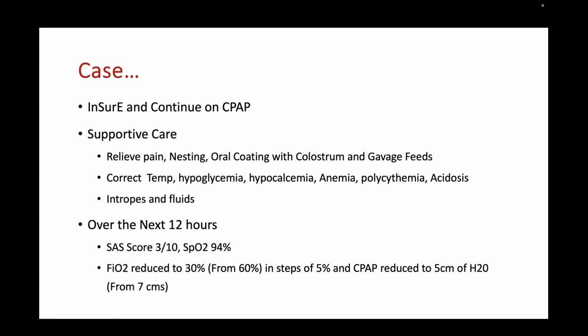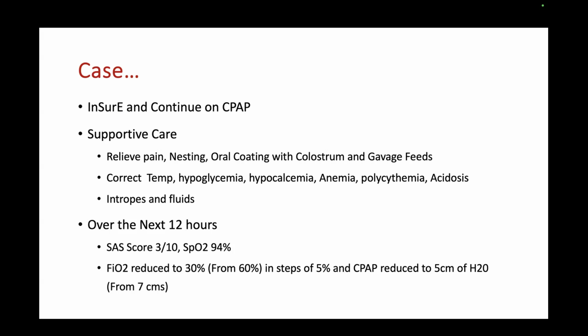Saturations were well maintained. Now the pressure was 7 and FiO2 was 60%. The work of breathing has come down. That means the lungs are opened up. So over the next few hours, they decreased FiO2 from 60 to 55, 55 to 50, till a lower level of 30%. And then when the FiO2 came to 30%, the pressure was reduced from 7 to 6, 6 to 5.